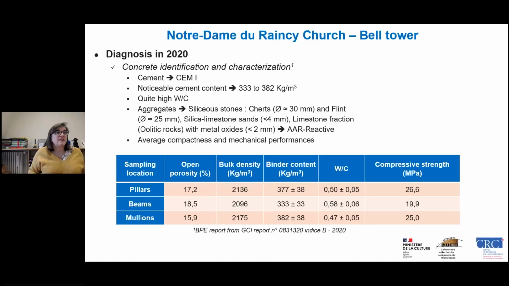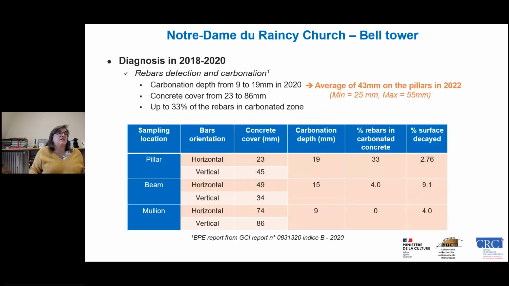The identification of the initial concrete was that it was a mix of CEM I with quite a high amount of cement, with quite a high water to cement ratio, quite high porosity too, as you can see here, and nevertheless quite good compressive strengths. So we have average compactness and quite good mechanical performances.